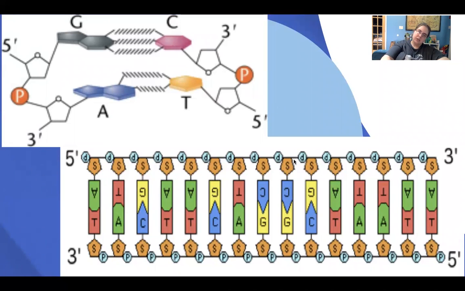And then this is just kind of showing you, again, how it looks like a ladder. You might have to put your head on your side to see the ladder shape. But on the outside here and here, notice we have alternating sugar, phosphate. So sugar, phosphate, sugar, phosphate, sugar, phosphate, sugar, phosphate, and so on. And then we have our base pairs in the middle.